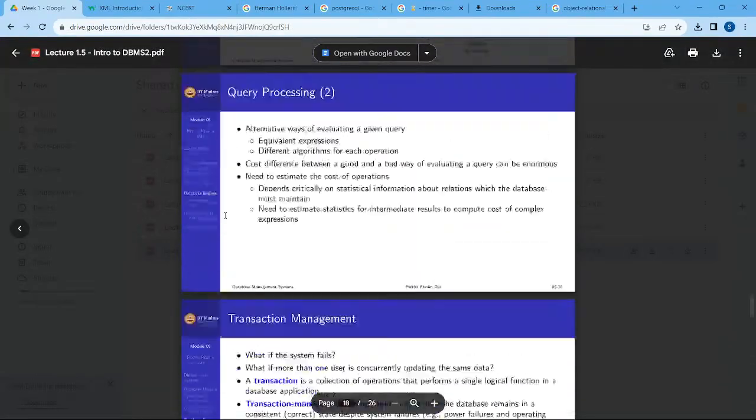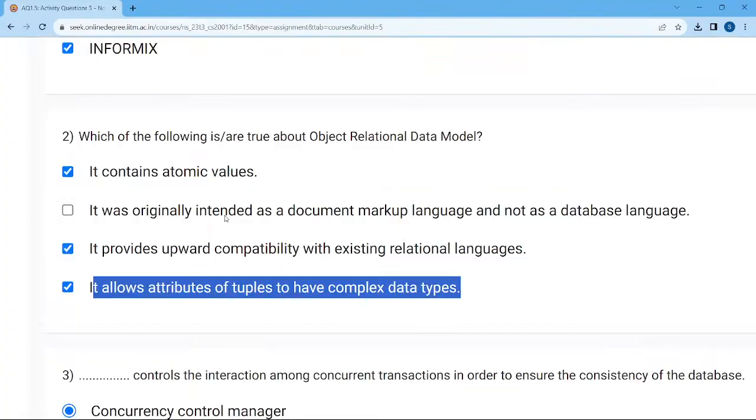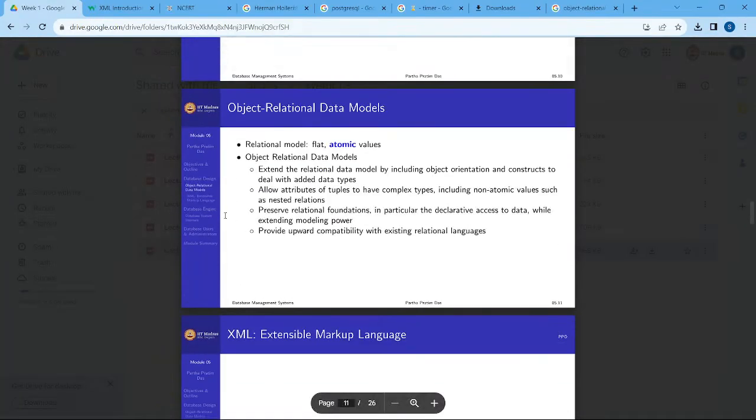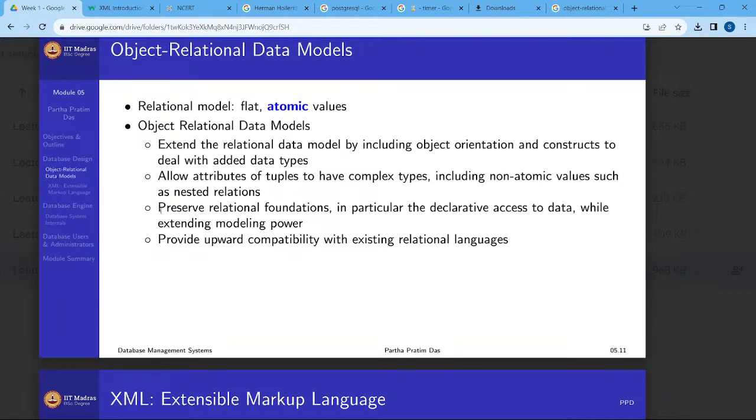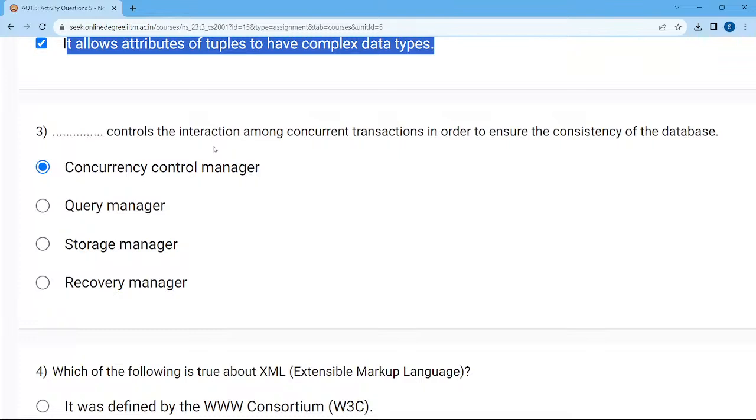Let's see this once here. It allows attributes to have complex types, provides upwards compatibility with existing languages, extends the relational model by including object orientation, and constructs to deal with added data types.